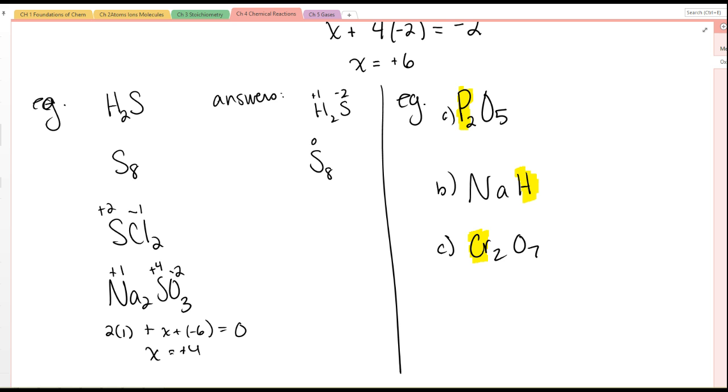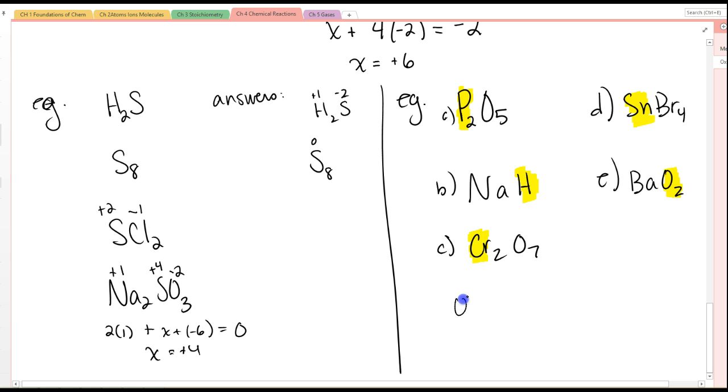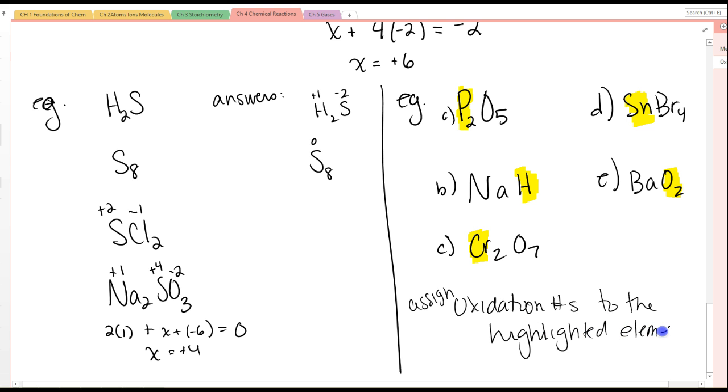Chromium. Then the tin in tin(IV) bromide. And finally, the oxygen in barium oxide. See if you can come up with the oxidation numbers. So assign oxidation numbers to the highlighted elements. That's the example you should try for class tomorrow.